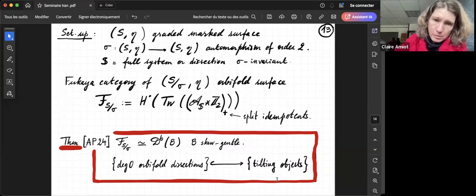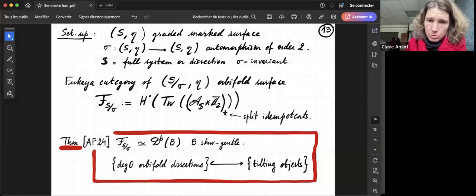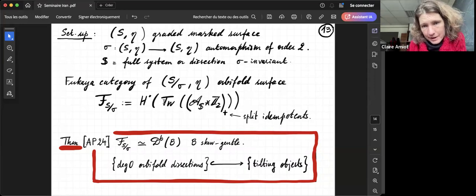In general, sigma will have some fixed points, and so S over sigma will not be a surface anymore, but an orbifold surface. We define this Fukaya category as follows. I start with my sigma invariant system of arcs and do the same kind of construction as before with the star Z2, the skew group construction. This works, but then I have to split the idempotents in my construction. In the A infinity setup, it's much more complicated to split the idempotents in my category. I take twisted complexes and the H0 of this, and I get a triangulated category.